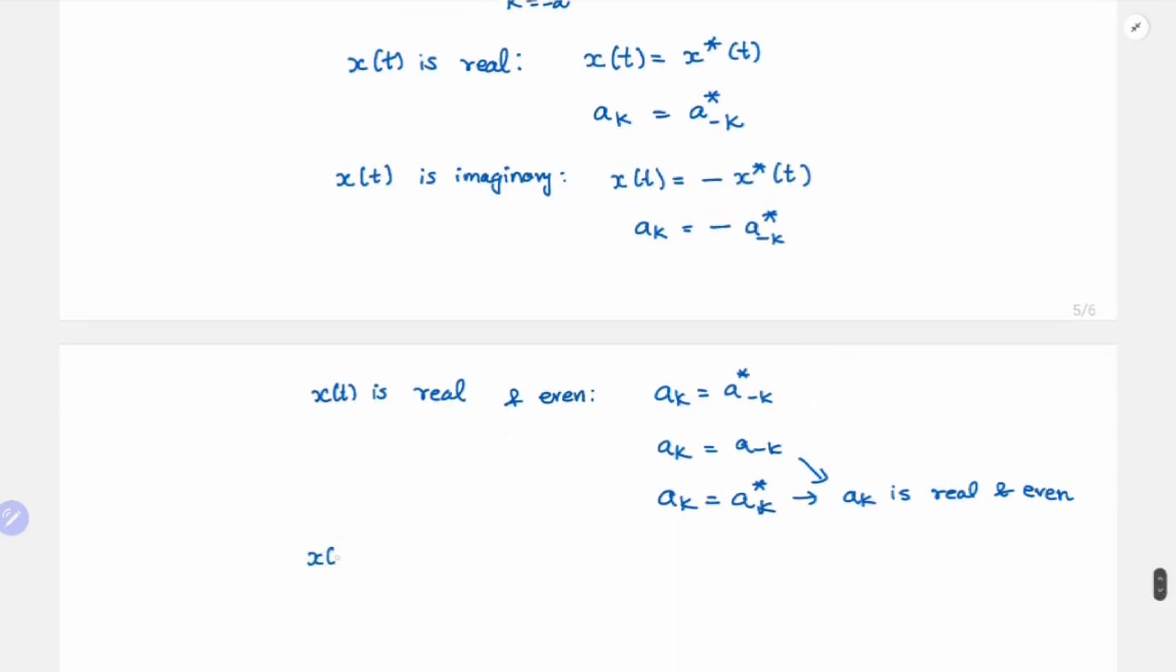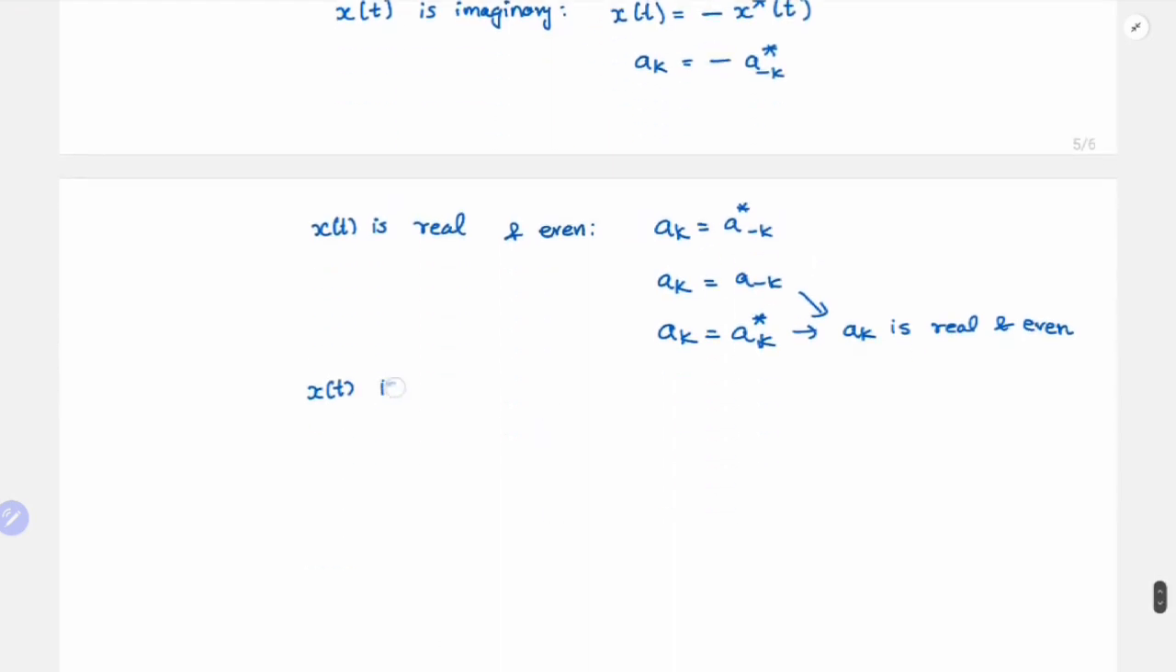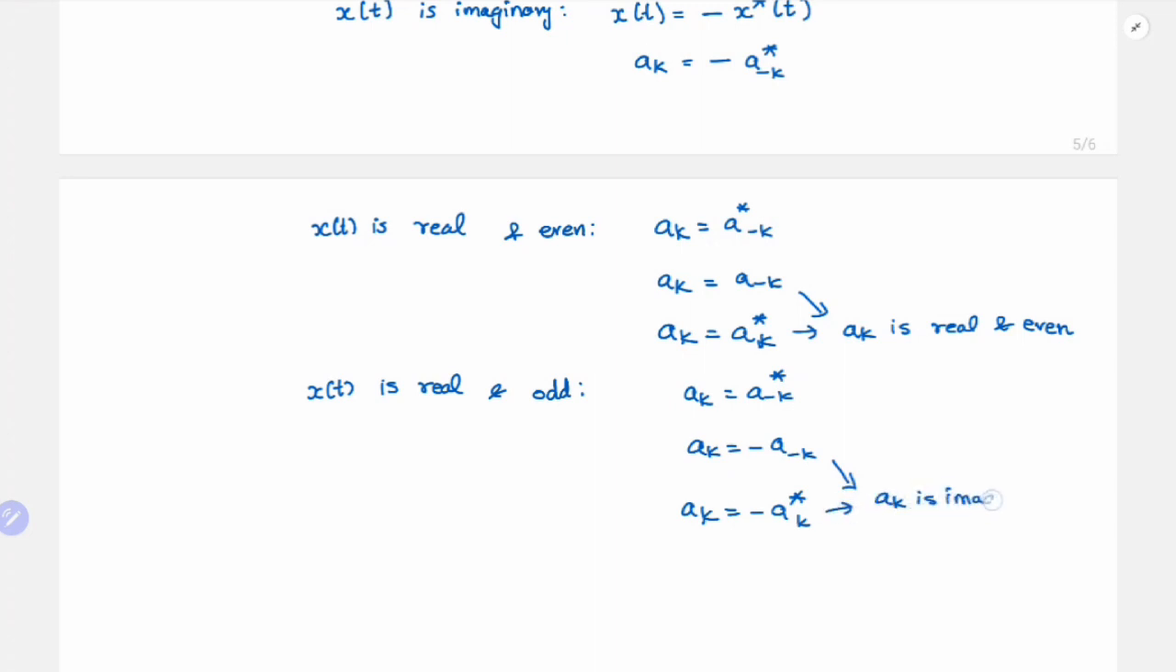So what happens when x of t is real and odd? So ak will be equal to a minus k conjugate and ak is equal to minus a minus k. So if we just substitute this here, we'll get ak is equal to minus ak conjugate. So this implies that ak is purely imaginary, right? I'll just mention imaginary and odd.